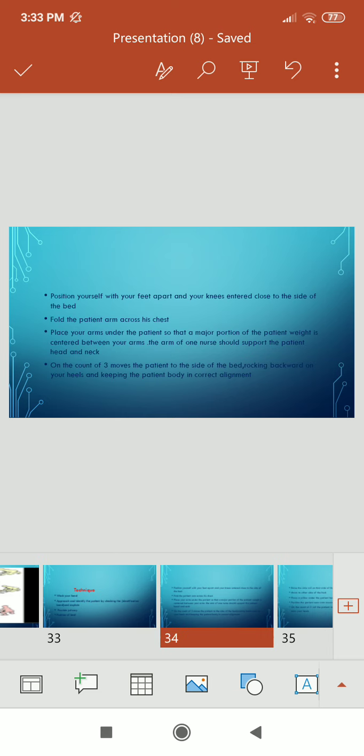Position yourself with your feet apart and your knees close to the side of the bed. Fold the patient's arm across his chest. Place your arms under the patient so that a major portion of the patient's weight is centered between your arms. The arm of one nurse should support the patient's head and neck. On the count of three, move the patient to the side of the bed, rocking backward on your heels and keeping the patient's body in correct alignment.